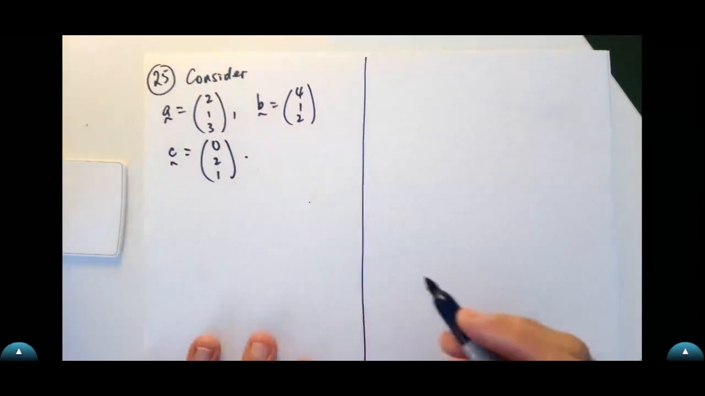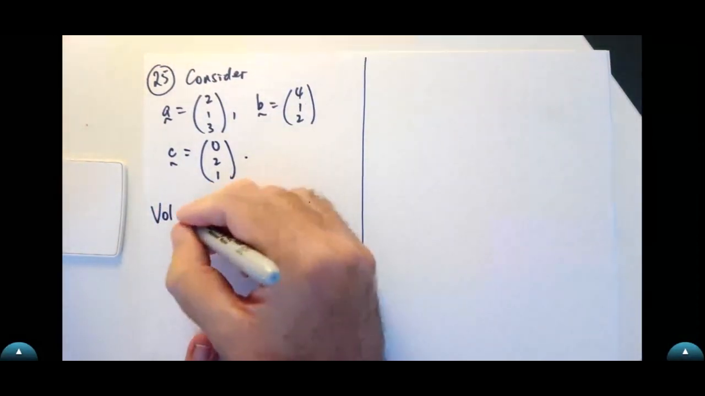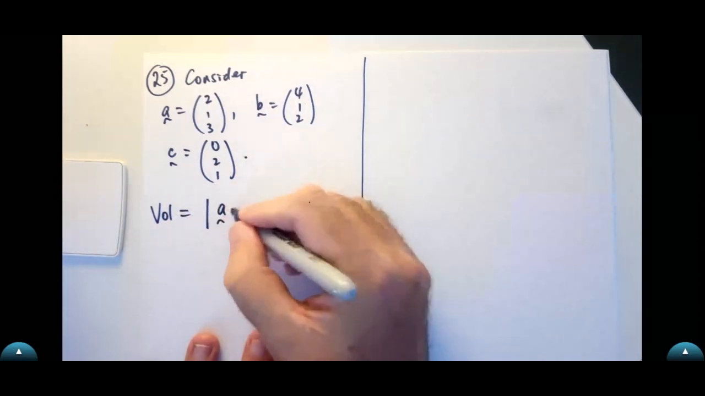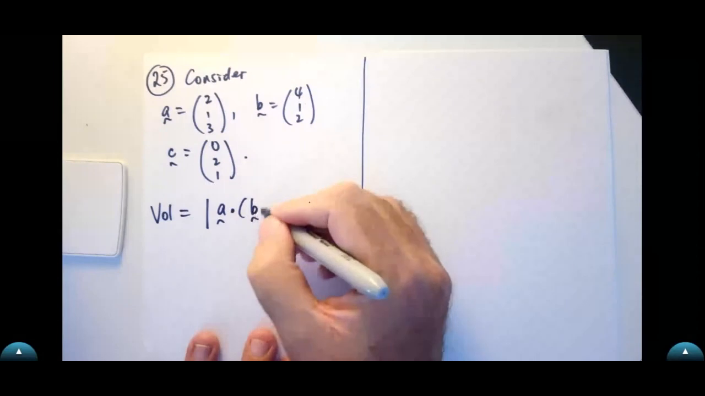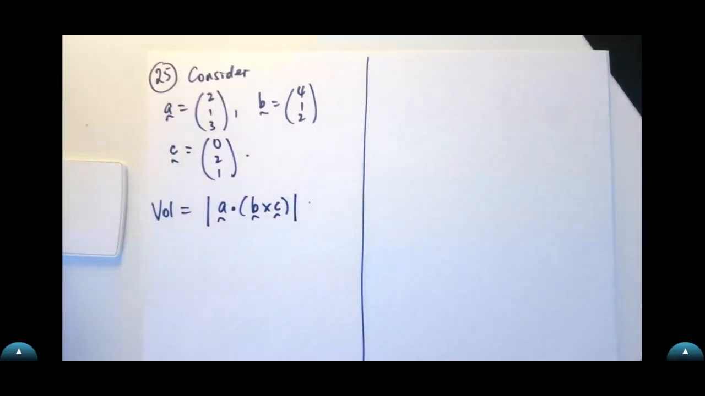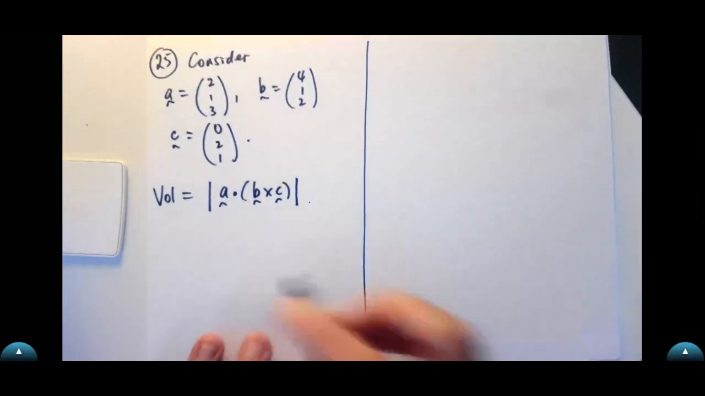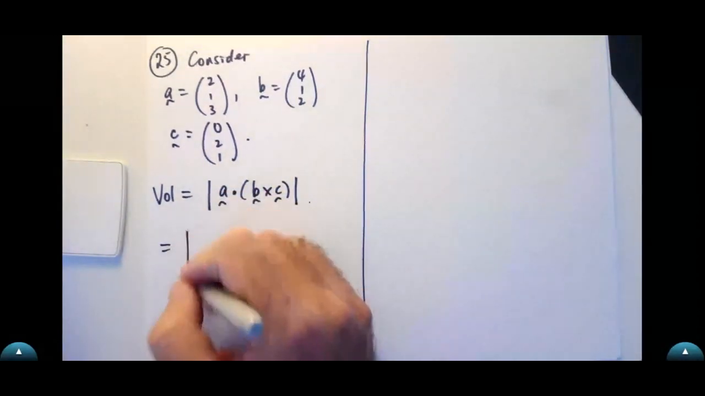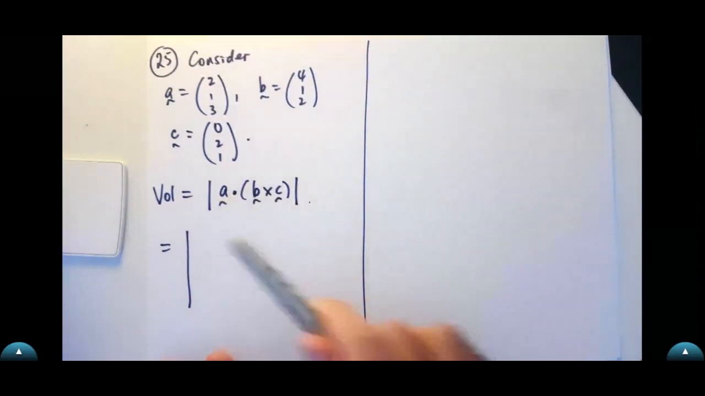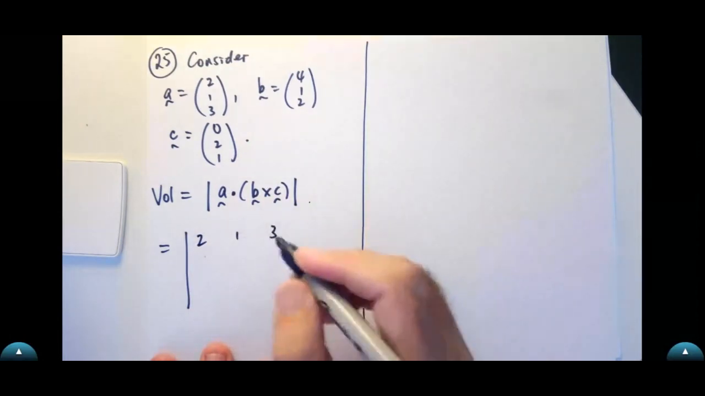Now, the volume of a parallelepiped with these sides is just this. Now what is this? Well, it's just the cross product done first and then the dot product. But you can write this in terms of a determinant.